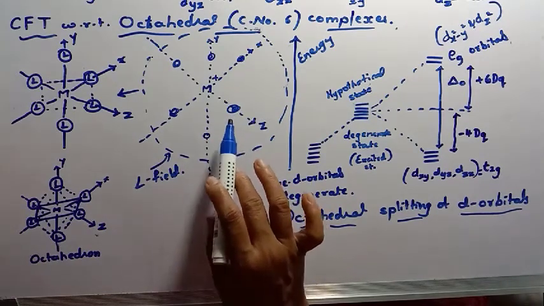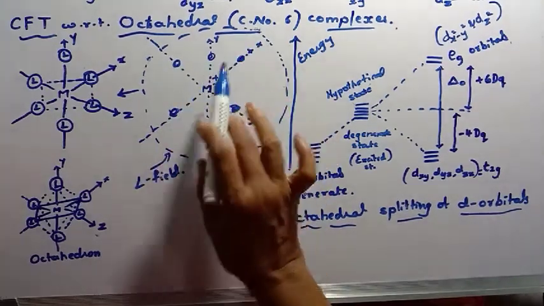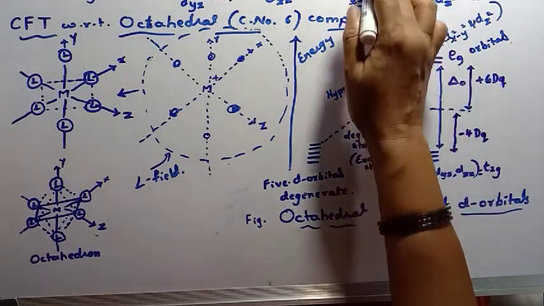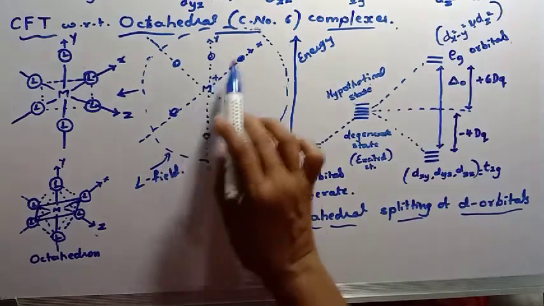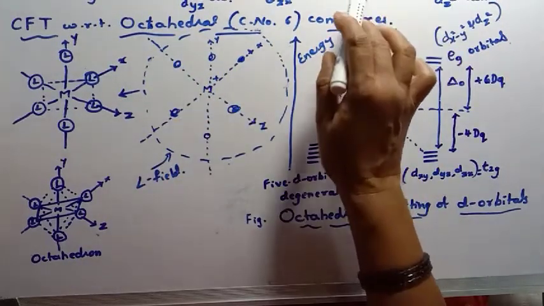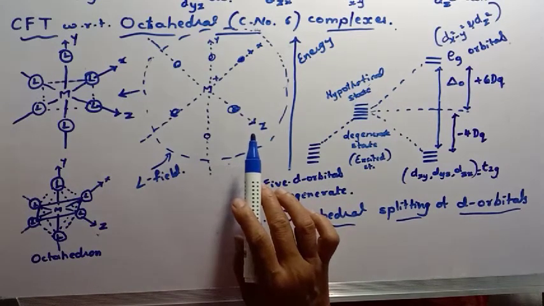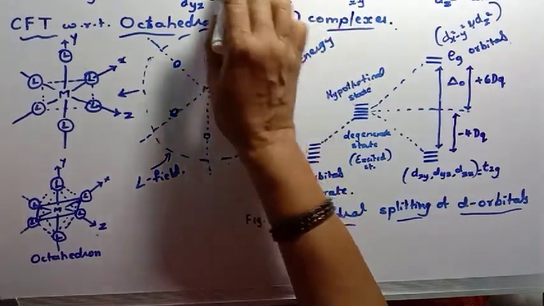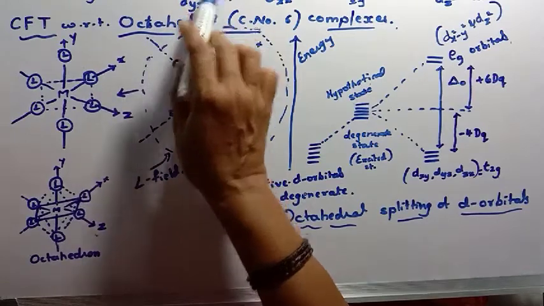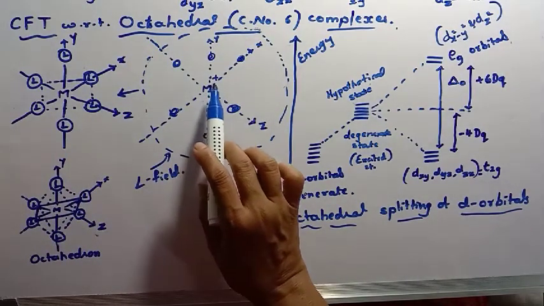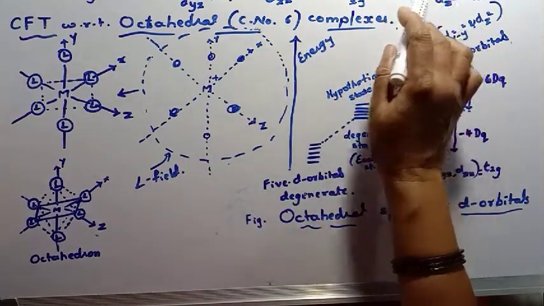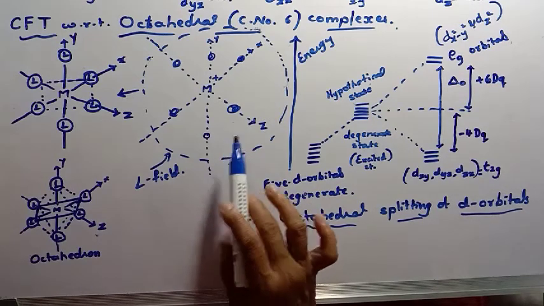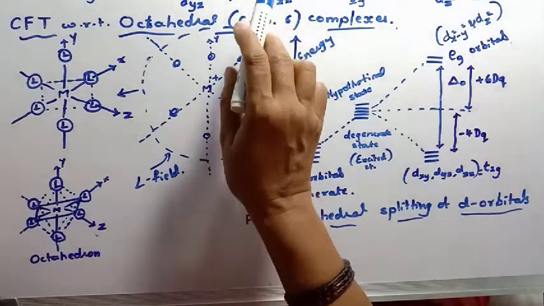Then the electrons present in the orbitals oriented along the axes, which are dx square minus y square and dz square, experience greater repulsion than those in the orbitals dxy, dyz, dzx, where the lobes are oriented in between the axes. Here the ligands are approaching along the axes. Therefore these two orbitals, oriented along the axes, experience greater repulsion due to the approach of the ligands than these three orbitals which lie in between the axes.